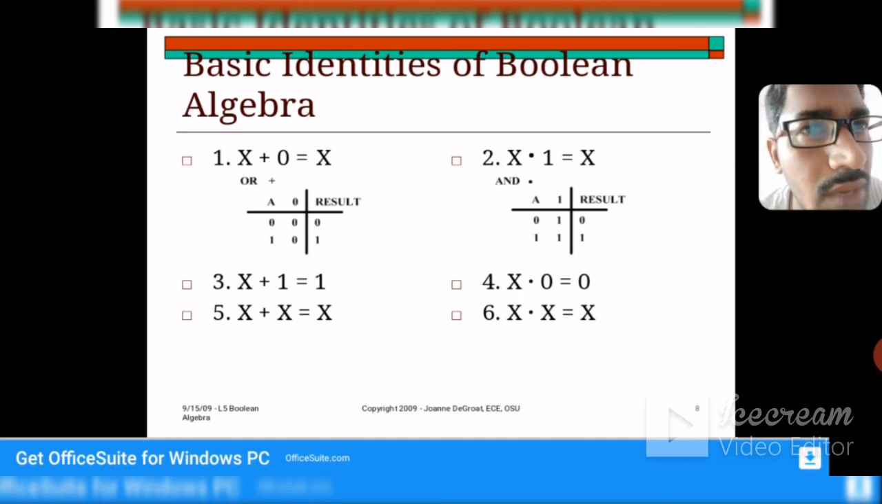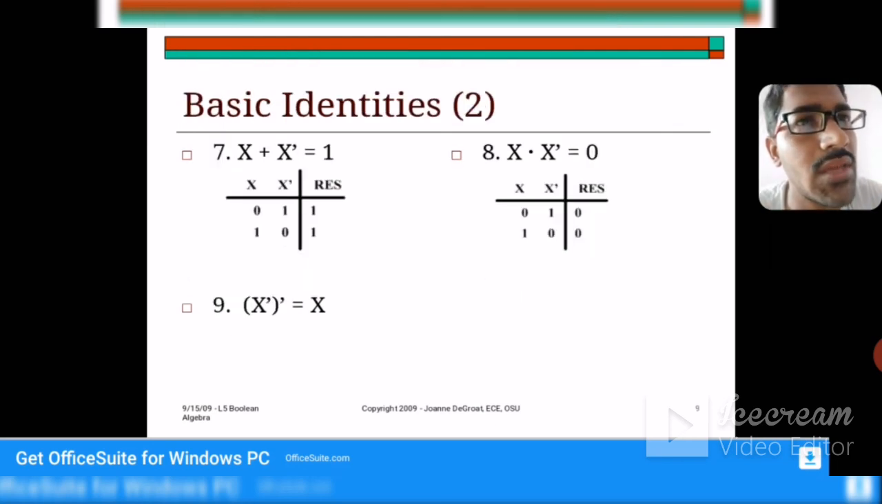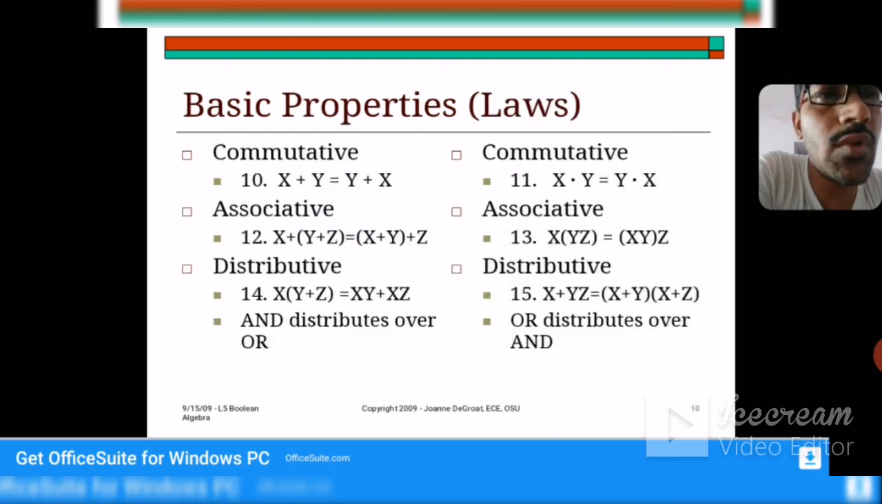In the third case, we have x plus 1 is equal to 1. The fourth identity is x into 0 is equal to 0. Fifth is x plus x is equal to x. Sixth is x into x is equal to x. These are some of the identities of Boolean algebra. The seventh is x plus x complement is always 1. X into x complement is 0. The ninth one is x complement of complement is x. These are the Boolean identities.